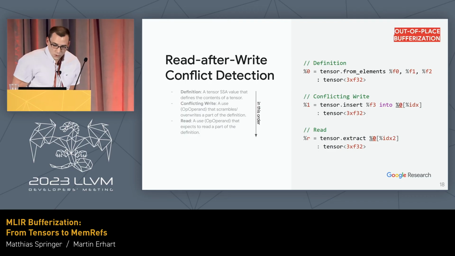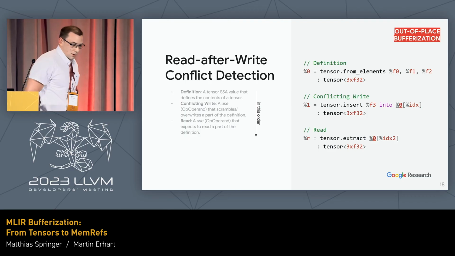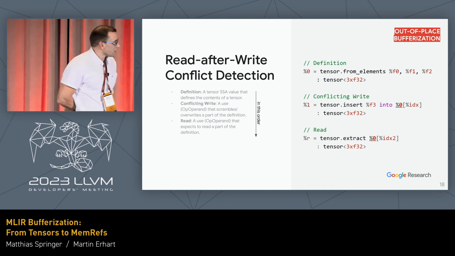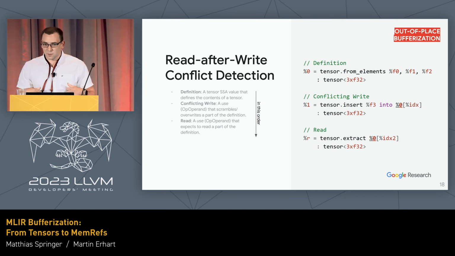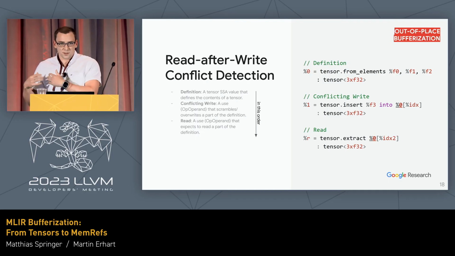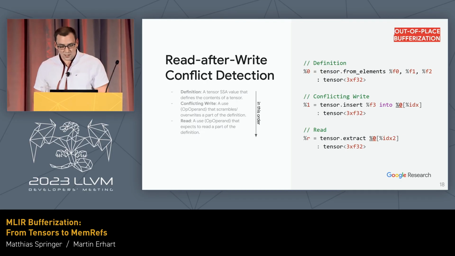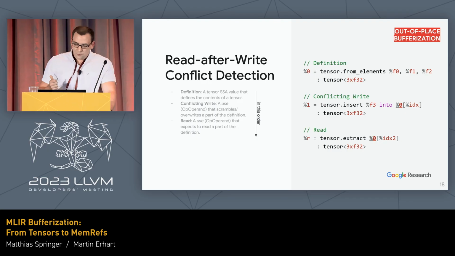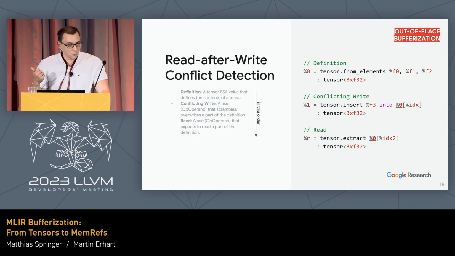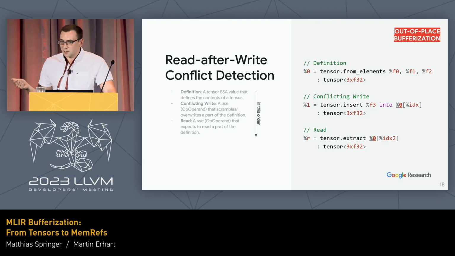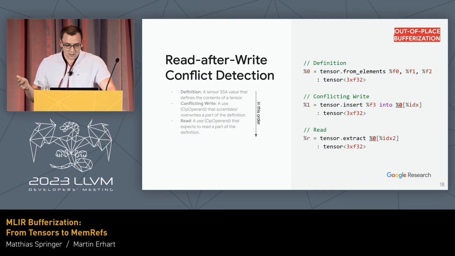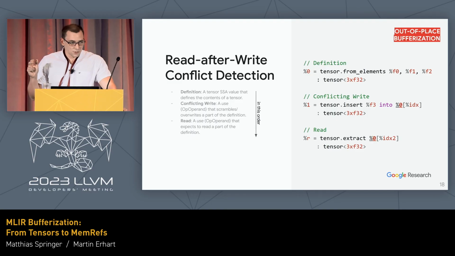Good. Let me talk briefly about conflict detection in One-Shot Bufferize. This basically describes how One-Shot Bufferize decides whether a tensor copy or a buffer copy is needed or not. We're basically looking for three things: conflict triplets, which consist of a definition, a potentially conflicting write, and then a read, in that particular order. So what does that mean?